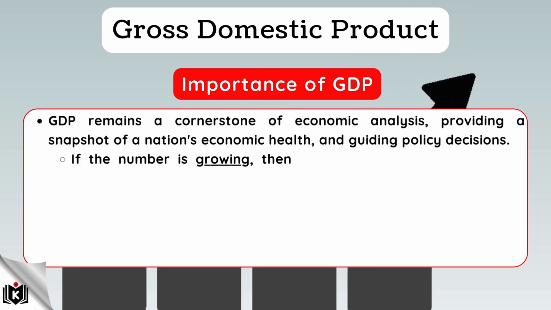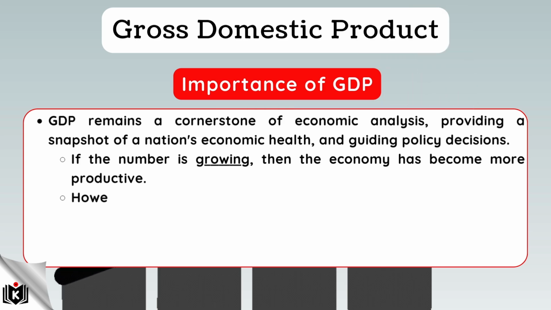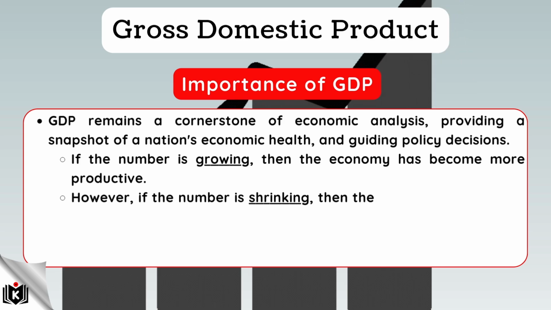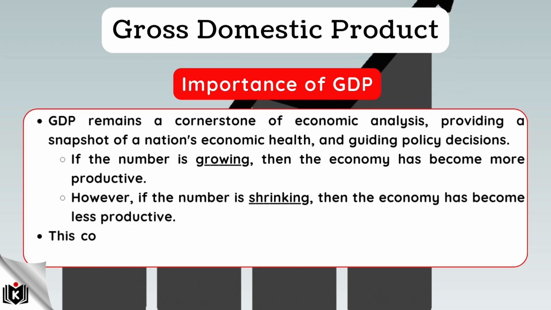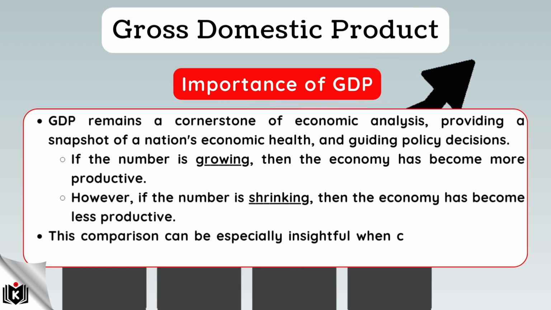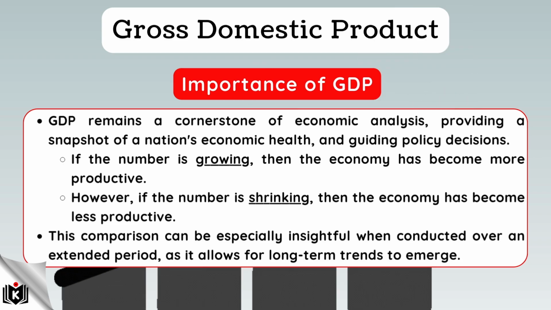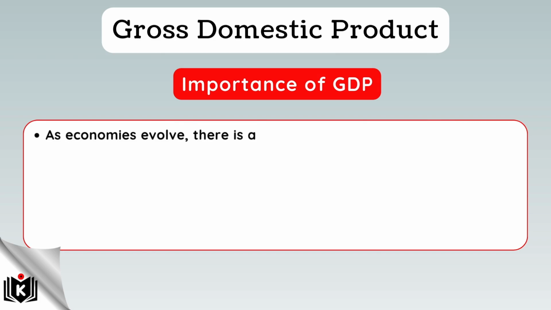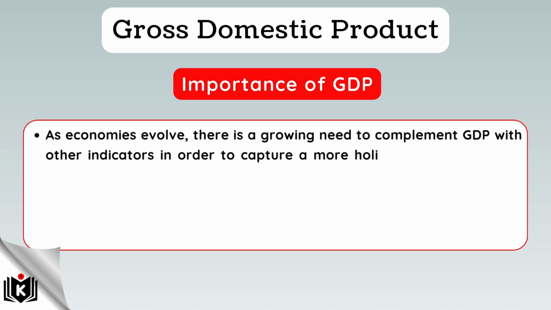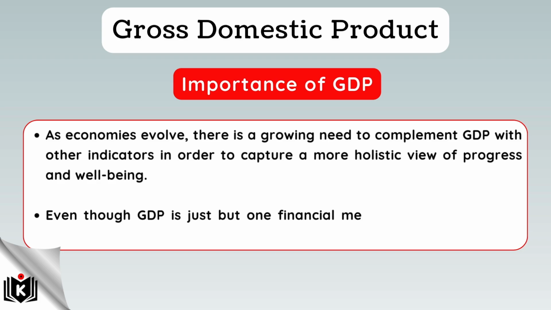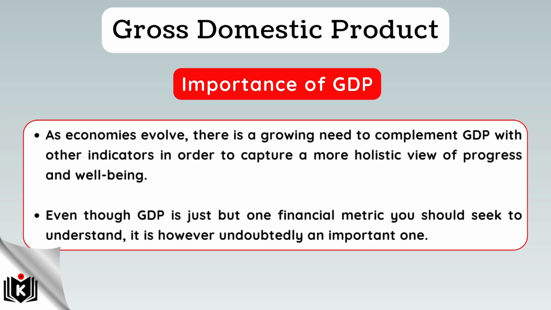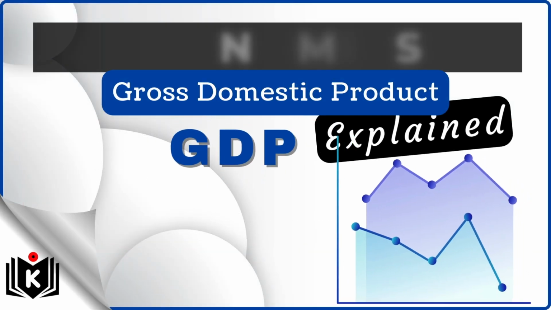If the number is growing, then the economy has become more productive. However, if the number is shrinking, then the economy has become less productive. This comparison can be especially insightful when conducted over an extended period, as it allows for long-term trends to emerge. As economies evolve, there is a growing need to complement GDP with other indicators, in order to capture a more holistic view of progress and well-being. Even though GDP is just but one financial metric you should seek to understand, it is however undoubtedly an important one.